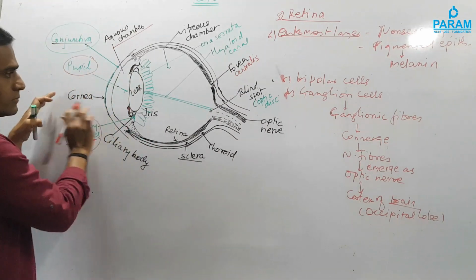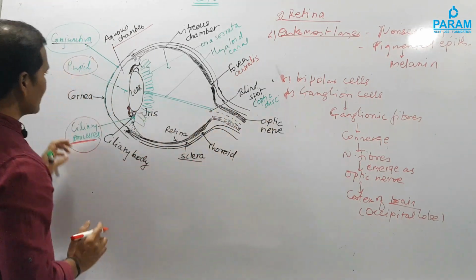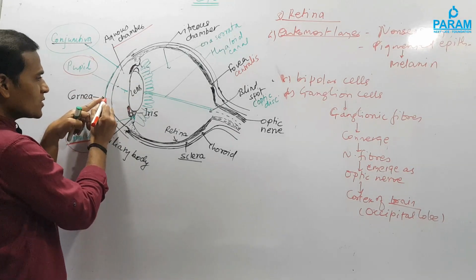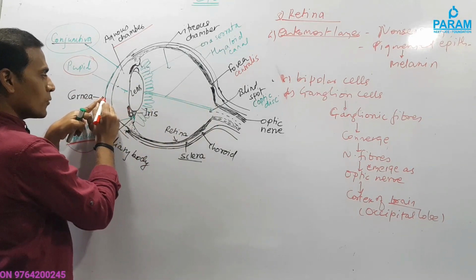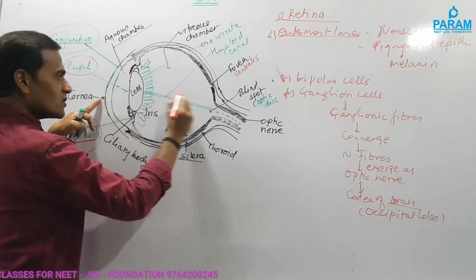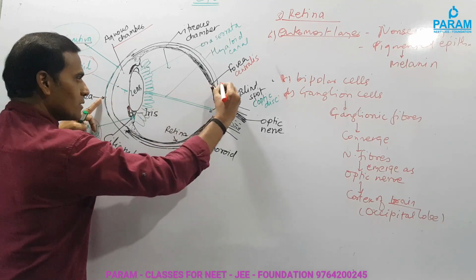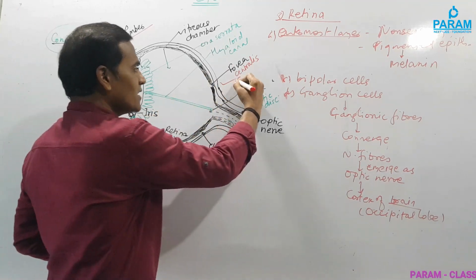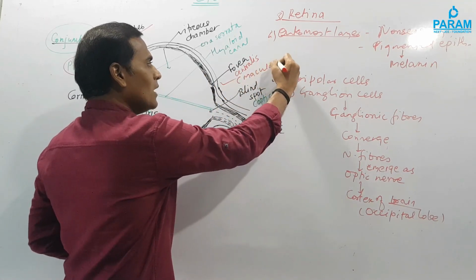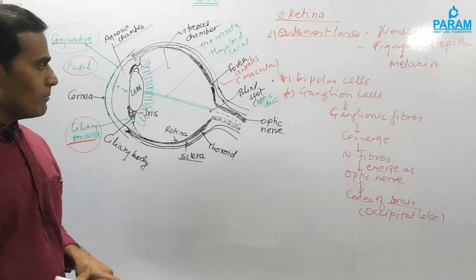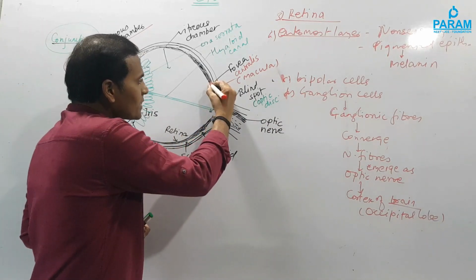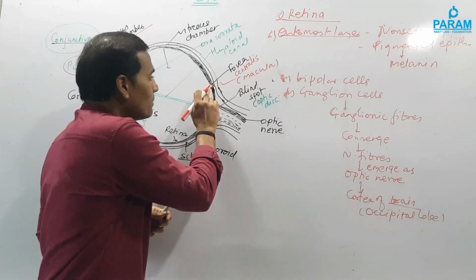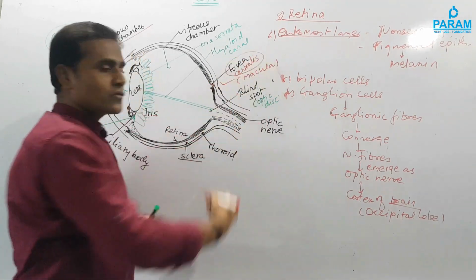Now come here, we will observe the diagram again. So this is the cornea, and if you can observe, just opposite to the center of the cornea there is a presence of some region, and that region is called as macula lutea, which is a yellow colored body. Macula lutea shows some depression, and that depression is known as fovea centralis.